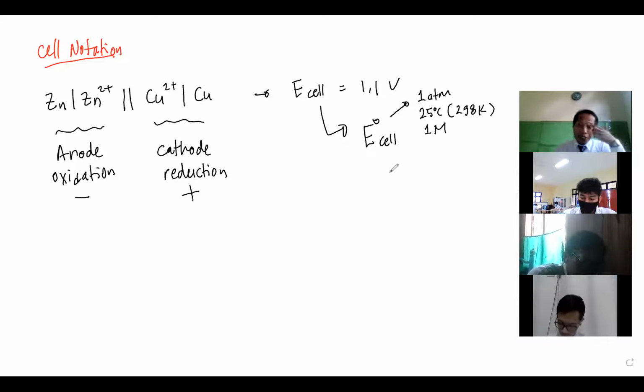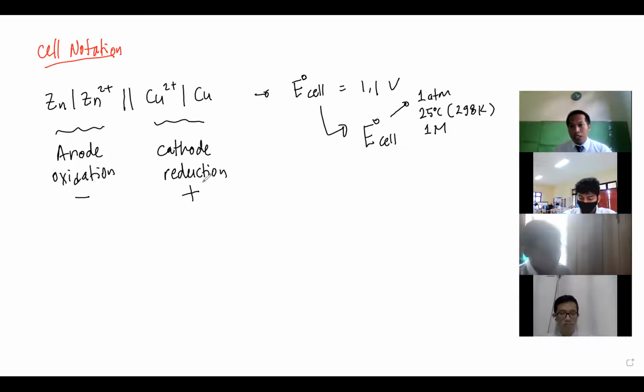When you look at the previous reaction, it is at standard condition. So we can say that the previous reaction is also E0 cell because it is at 1 atmosphere, 25 degrees Celsius, and 1 molar solution for both compartments. Okay, is it clear? Nilai E0 cell itu maksudnya apa? Jelas ya?